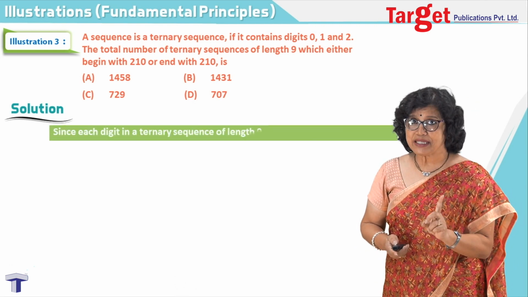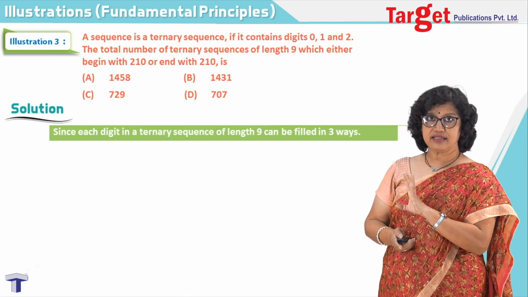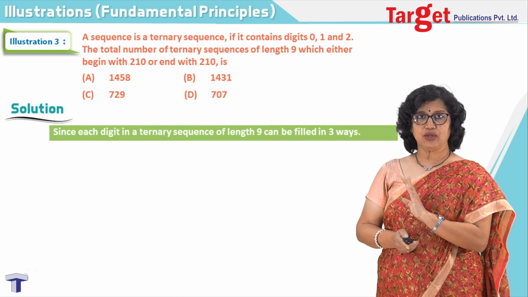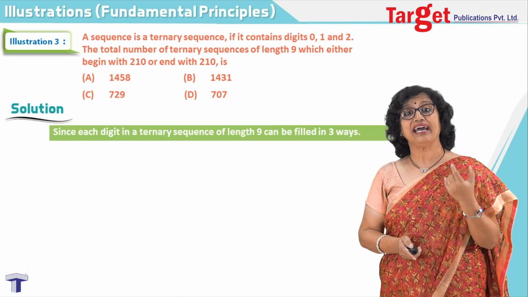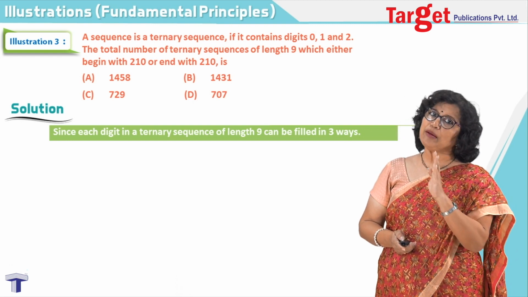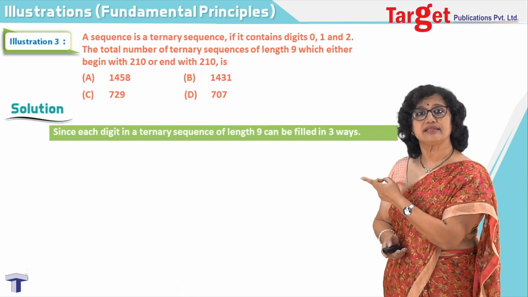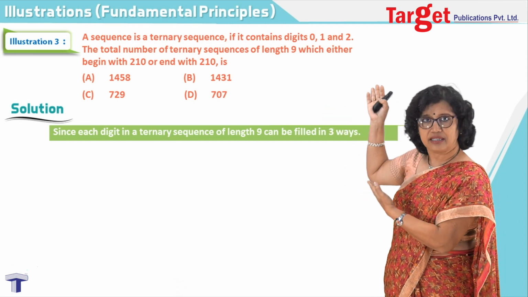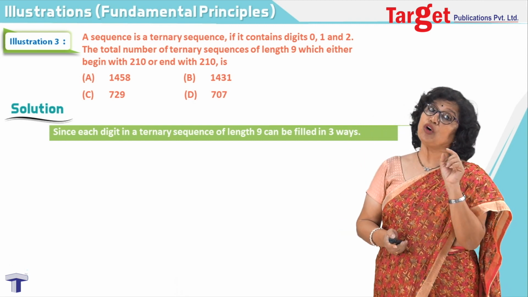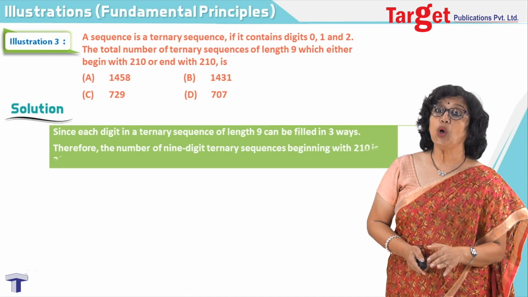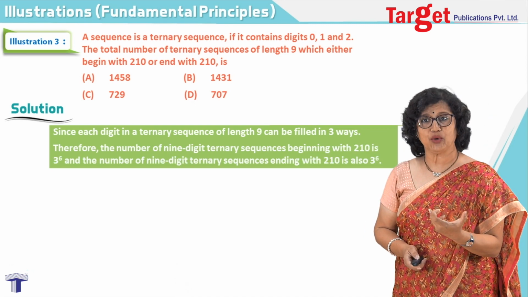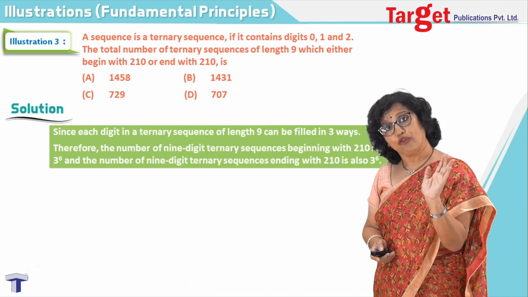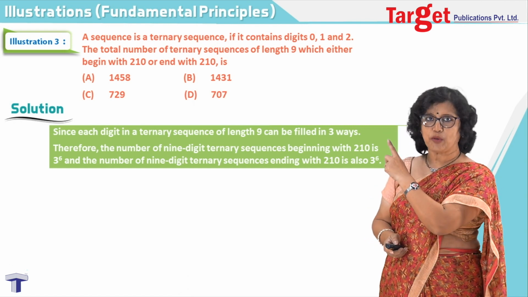Now, there are 9 places. Each place can be filled in 3 ways. And the question says that it has to begin with 2, 1, 0 or it has to end with 2, 1, 0. So first I find those sequences where it starts with, suppose, 2, 1, 0. Now the first 3 places have already gone. Now the remaining 6 places are there. All those 6 places can be filled by 3 numbers, meaning either 0, 1 or 2. So 3 options are available for each of the remaining 6 places, correct? So sequences which start with 2, 1, 0, their number would be 3 raised to 6. Why am I saying 3 raised to 6? Each of the 6 remaining places can be filled by any of those 3 options available, correct?